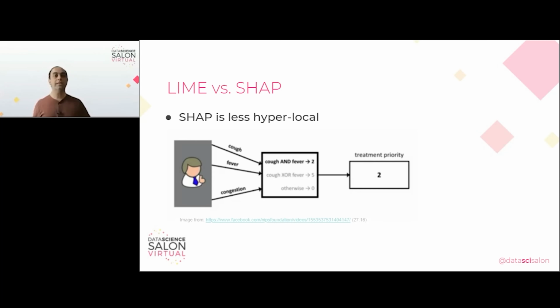SHAP looks at the population and sees most people around have neither a cough nor a fever and are not going to get treated. Therefore, the contribution of cough and fever are positive, because if they didn't have them, they might not get treated at all.